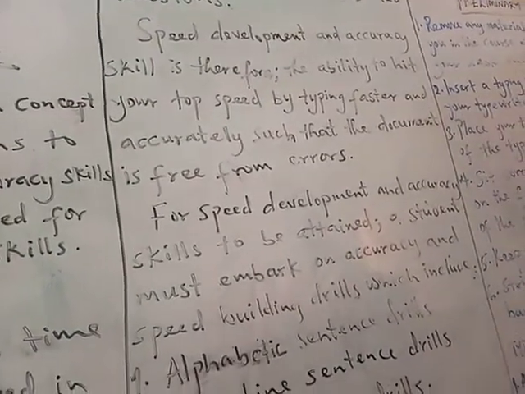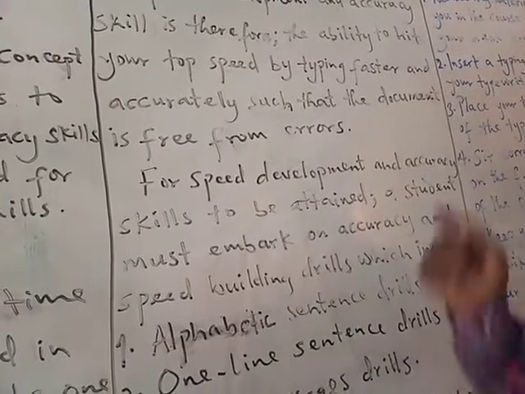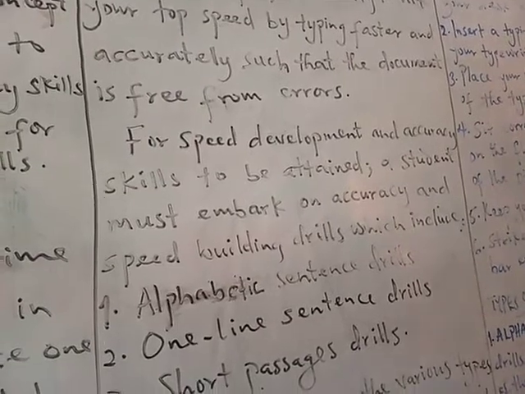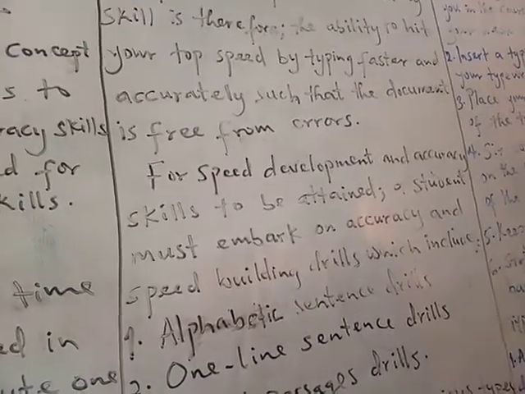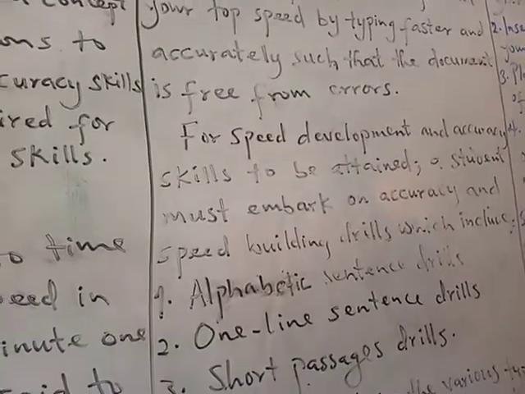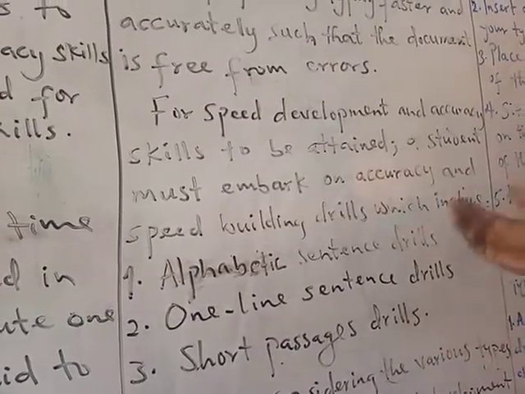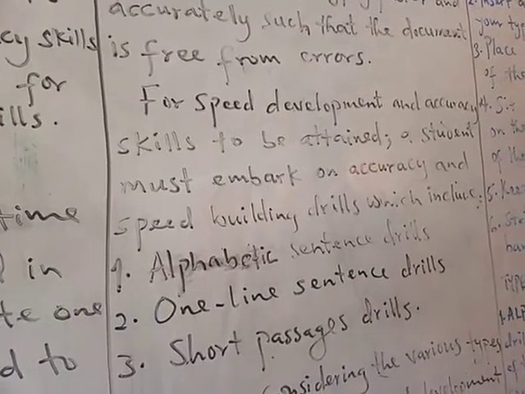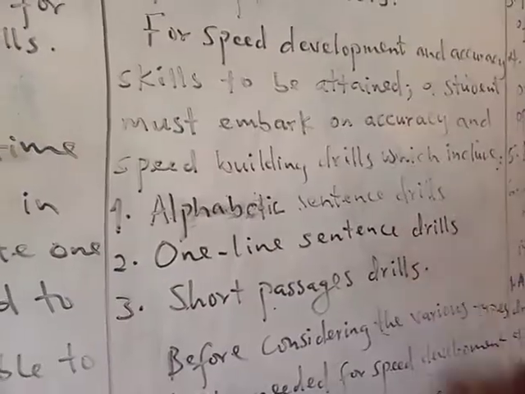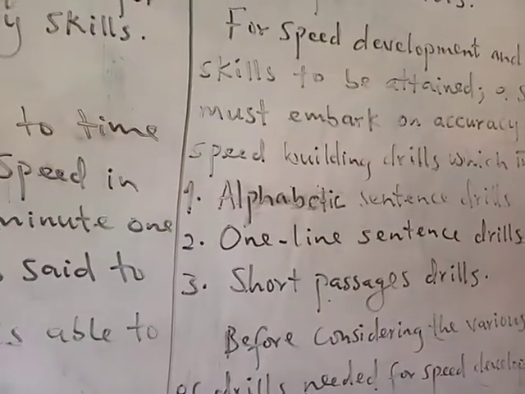Having said that, speed development and accuracy skill is therefore the ability to hit your top speed by typing faster and accurately, such that the document is free from all forms of errors. But for speed development and accuracy skills to be attained, it doesn't just happen overnight. A student must embark on accuracy and speed building drills, which include 1, alphabetic sentence drills, 2, one-line sentence drills, and 3, short passages drills.